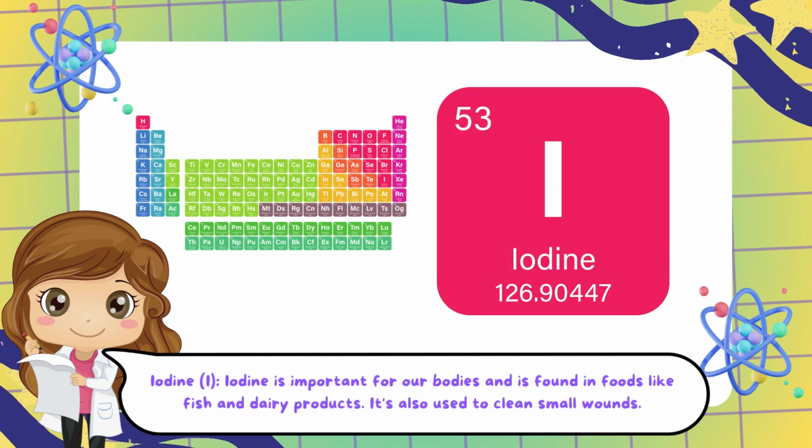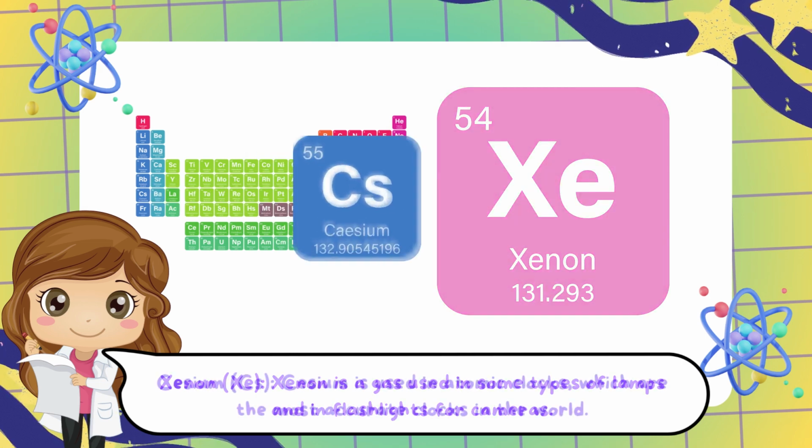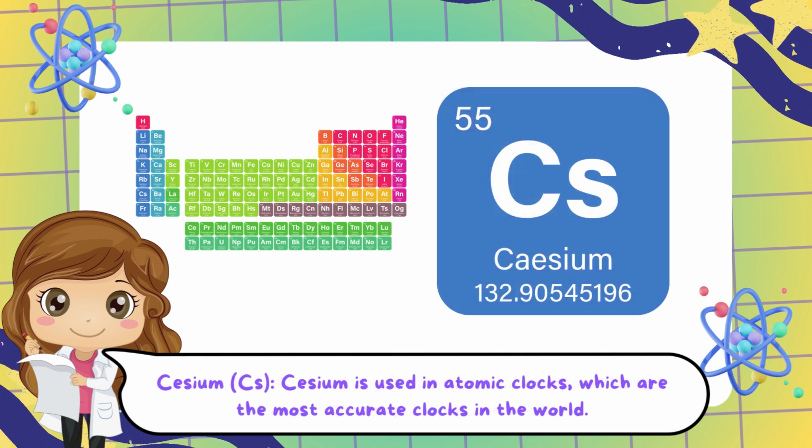Iodine, I. Iodine is important for our bodies and is found in foods like fish and dairy products. It's also used to clean small wounds. Xenon, X-E. Xenon is a gas used in some types of lamps and in flashlights for cameras. Cesium, C-S. Cesium is used in atomic clocks, which are the most accurate clocks in the world.